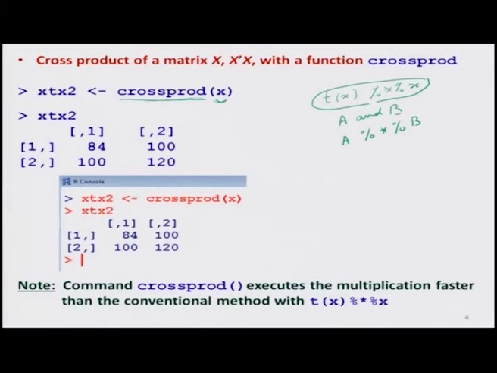Before I go further, I just told you that if you use the command crossprod, then it gives you faster multiplication, but you have seen that there was no difference in the speed. As soon as you enter, you get the values. But please remember, these are very small numbers of values. Now the time has come where we are dealing with high dimensional data, where the order of the matrices may be several thousands even.